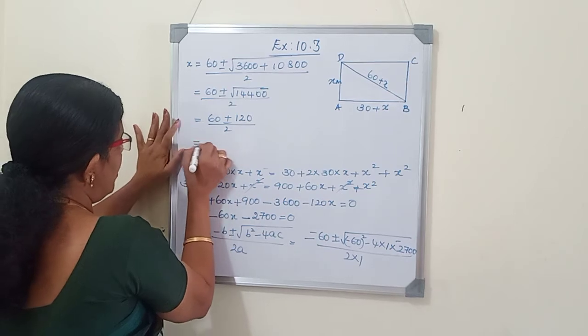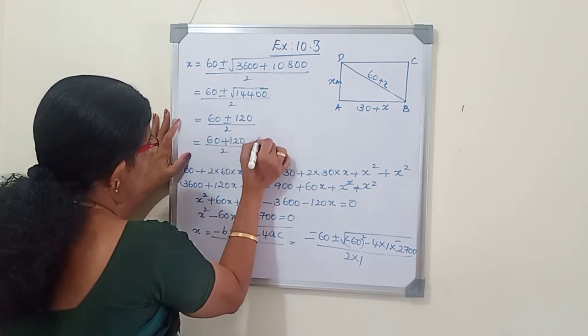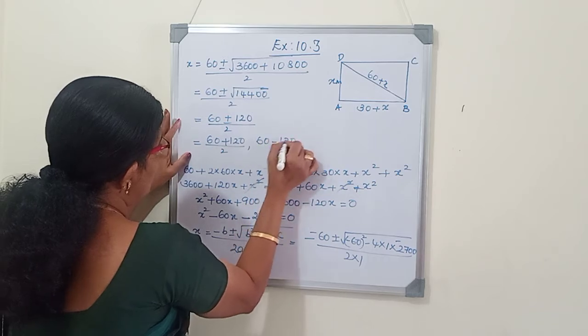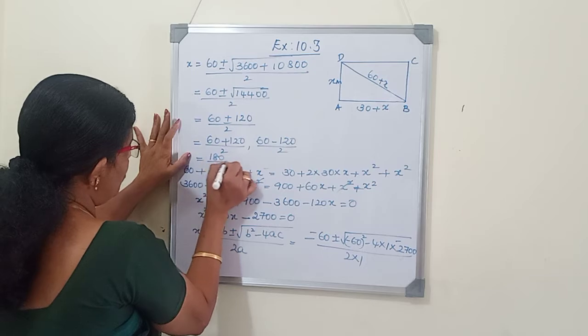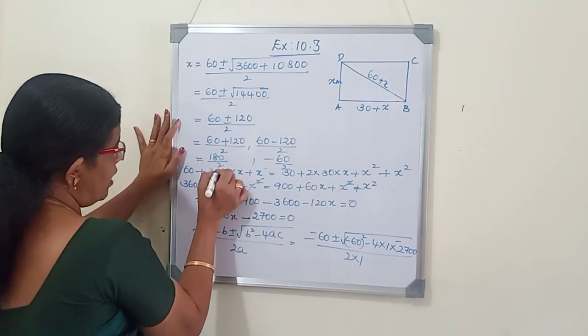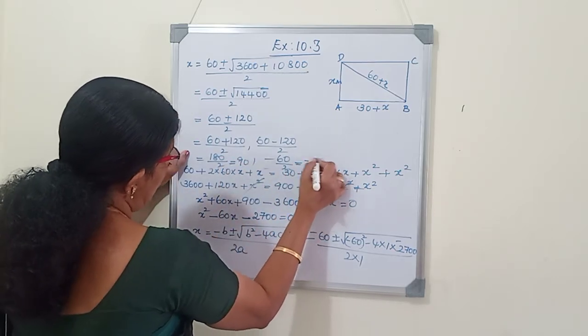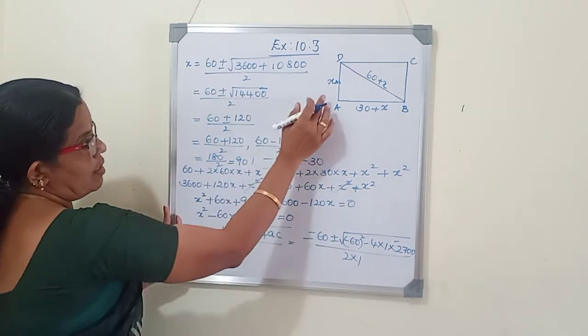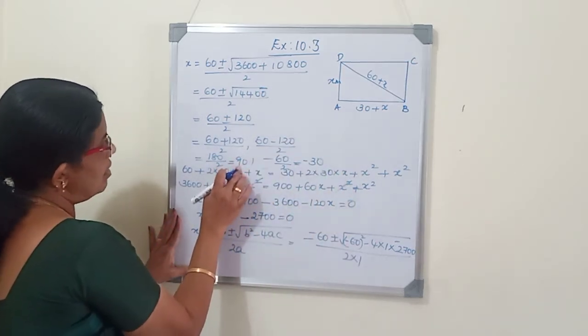So now we will separate it. 60 plus 120 by 2, then 60 minus 120 by 2. 60 plus 120 is 180 by 2, and this is minus 60 by 2. 180 by 2 is 90. Minus 60 by 2 is minus 30. Only positive values we will consider as it is the sides of the rectangle. So we will consider x as 90.